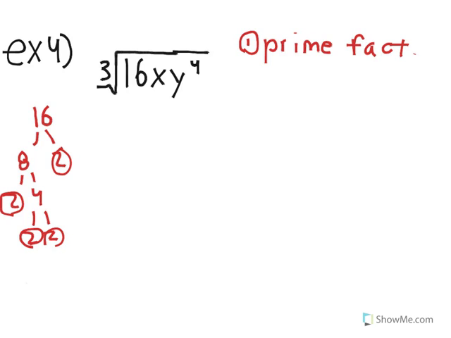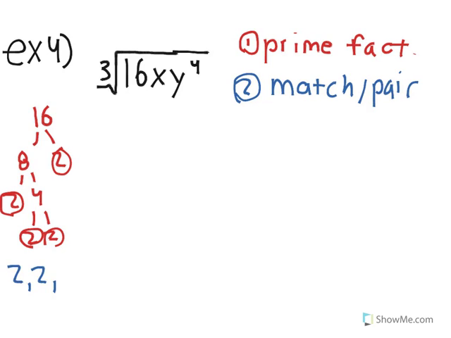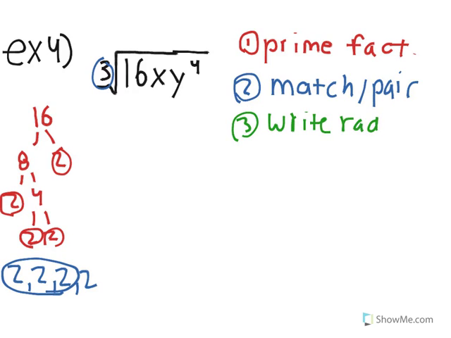I'm going to write this in a different color so I can do the matching step. Match, pair, whatever you want to call it. It's 4 2's, and what's our index here? 3, yes, it's 3. So we take 3, we put one of the pairs on the outside, so write radical. So we're going to have the 1 on the outside, cube root, and the 1, 2 on the inside. That's for the 16. And now we're going to do the same thing with the letters.